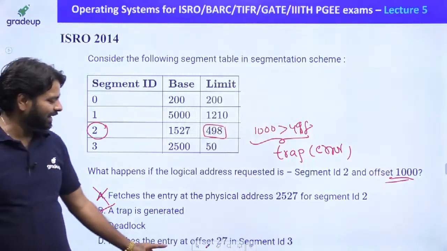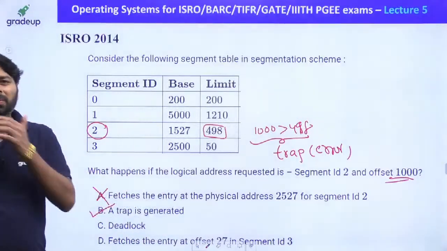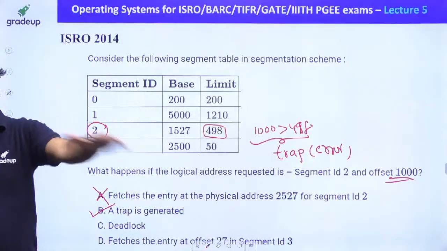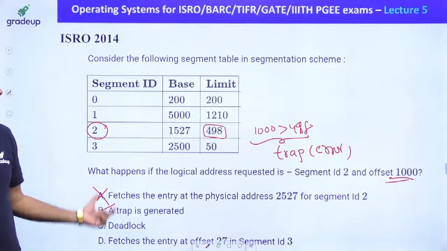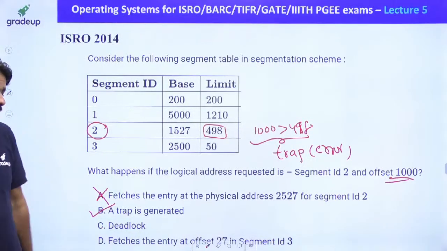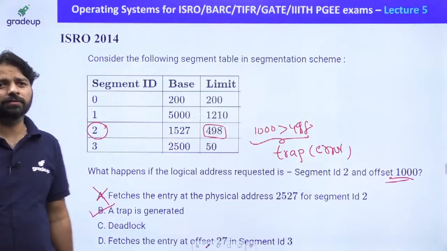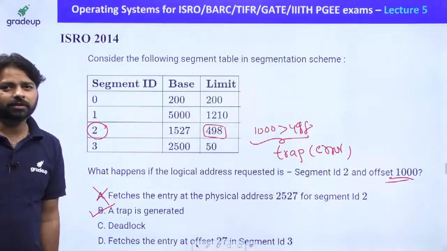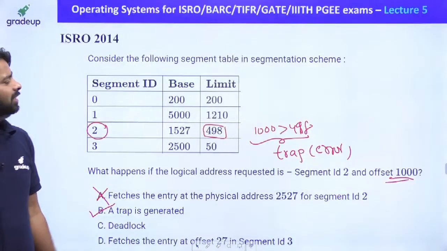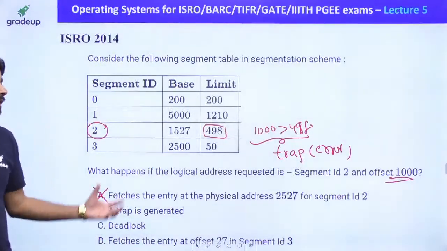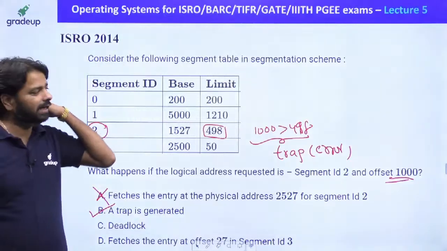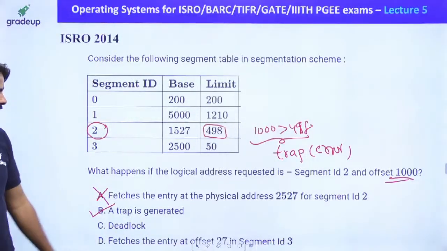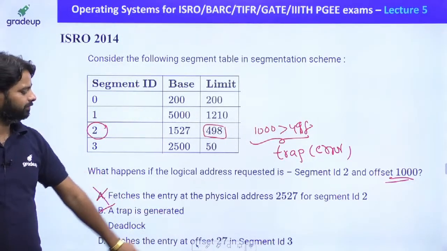And fetches the entry at offset 27 in segment ID 3. No, it's not going to allow any other segment, right? Yeah, very easy one. Yeah, first time when you study segmentation, you study how the segmentation table works to refer any segment.